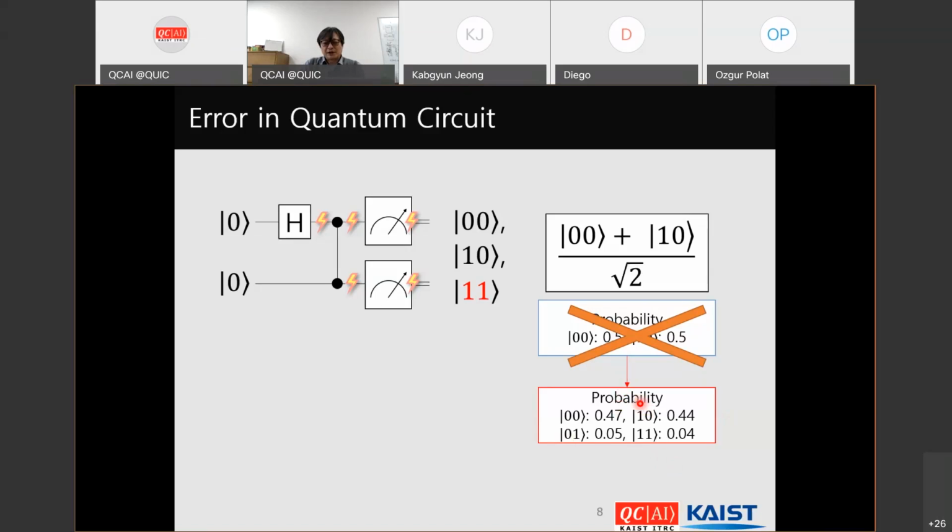Anyway, we end up with some error, probably the error states like this one. The probability of measuring 0 0 and 1 0 is the major part of the state, but we have error states like the 0 1 state and 1 1 state with a low probability, but still this is an error. So we want to reduce the amount of error that appears in the error states.